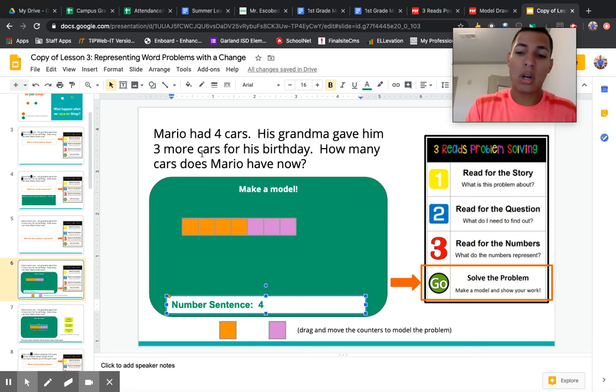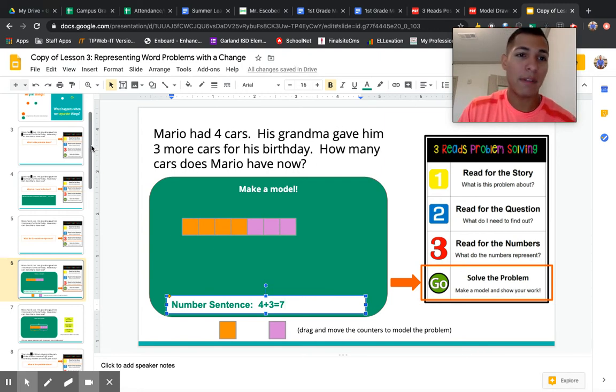So we need to put our plus sign in there, right? Our addition symbol. And then we have the three because it's the three more, and it equals, right? Number sentence, number sentence. And now we know that we can complete our number sentence. 4 plus 3 is, let you guys say it, 7, right? Perfect. 4 plus 3 is 7.